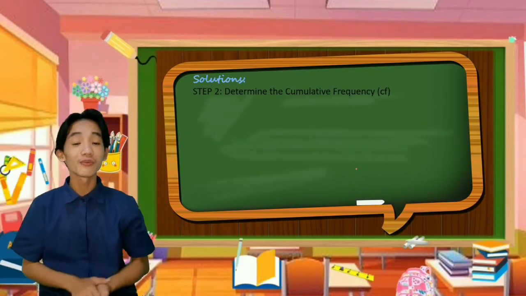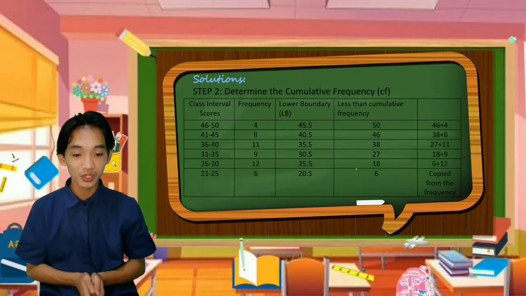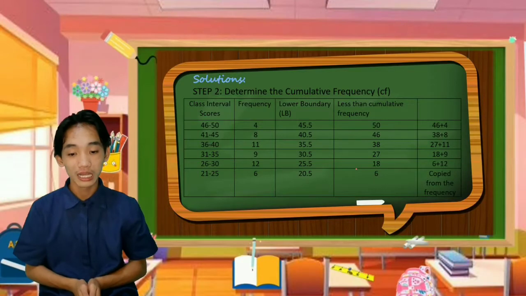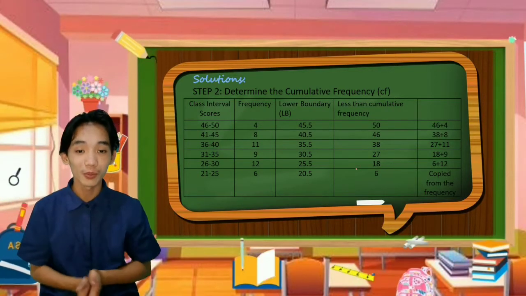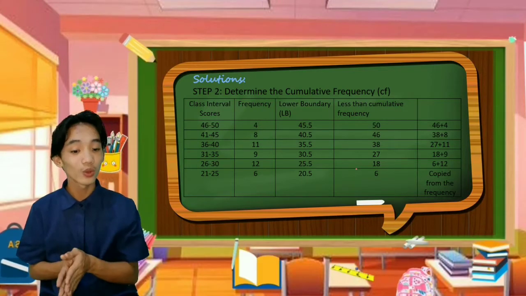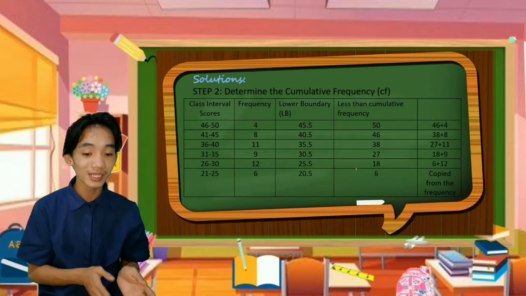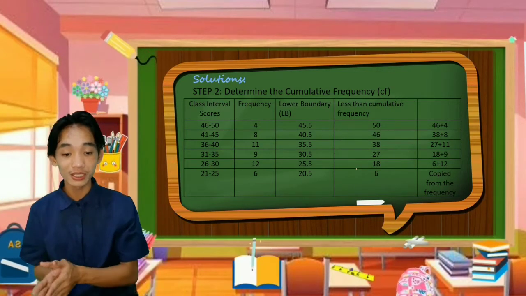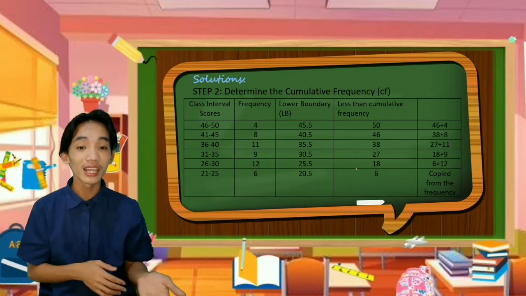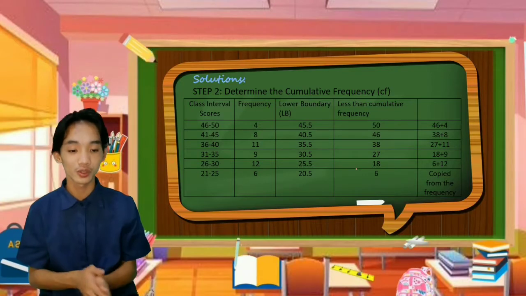Step 2. Determine the cumulative frequency. To get the cumulative frequency, we are going to add the less than cumulative frequency to its frequency. For example, 6 plus 12 is equal to 18. 18 plus 9 is equal to 27. 27 plus 11 is equal to 38. 38 plus 8 is equal to 46, and 46 plus 4 is equal to 50.